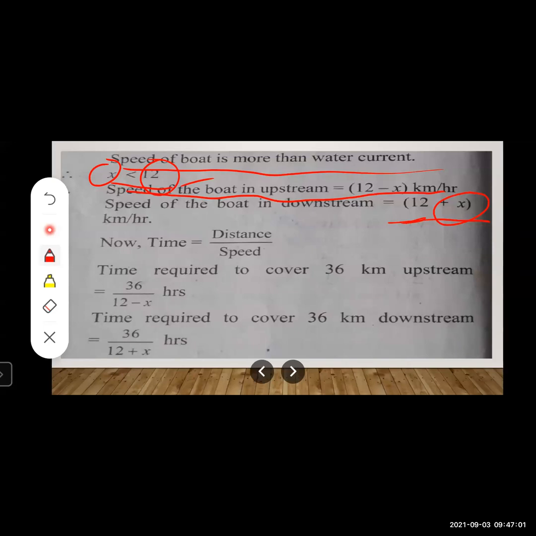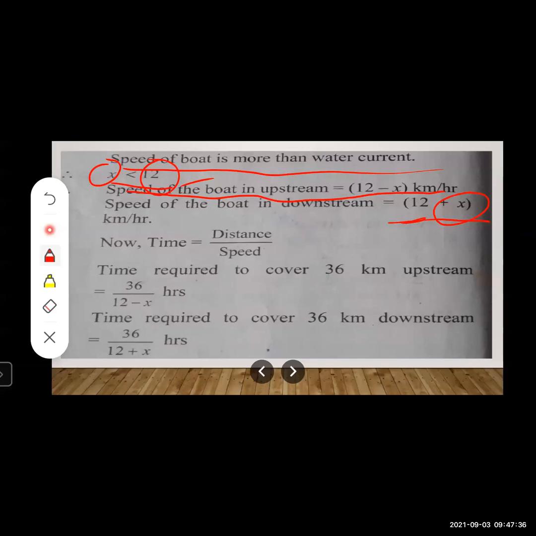Now which other formula are we going to use here? Time is equal to distance upon speed. Distance is kept constant. Which distance? 36 kilometers. While going up and while coming down, the distance remains the same, that is 36 kilometers. Only the speed is going to vary. While coming down, speed will increase, and while coming up, the speed will decrease. But the total distance is going to remain the same.